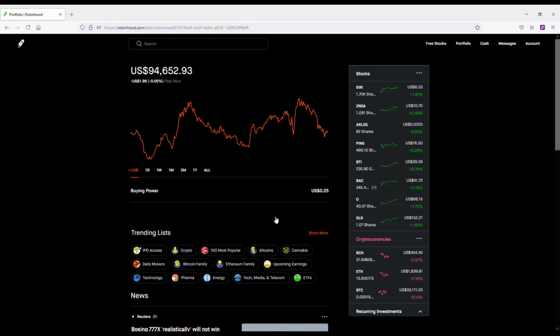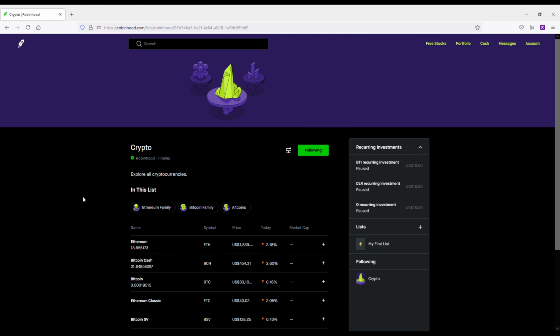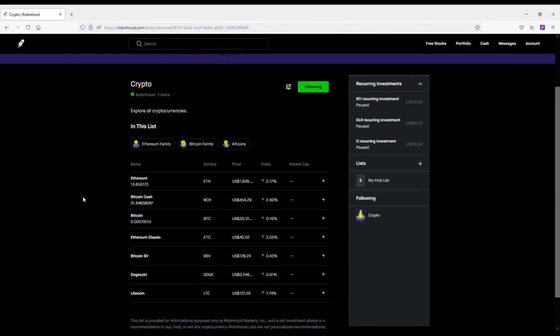However, I do think everybody should at least give Robinhood a try, for the fact that you can also trade stocks on here, so it'll get you into investing, not just the crypto trading and investing part, but also the stock trading.